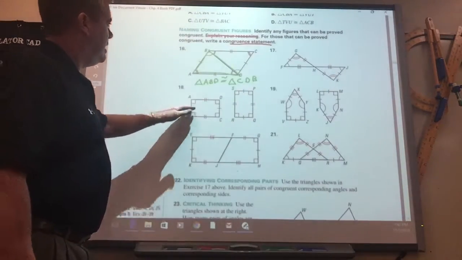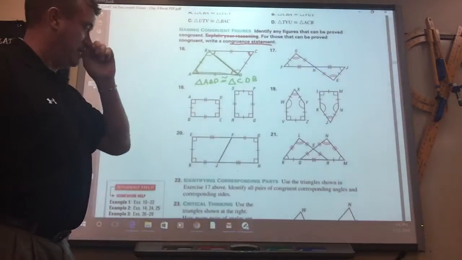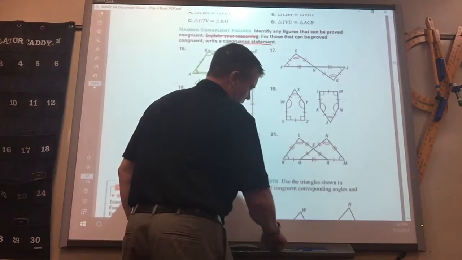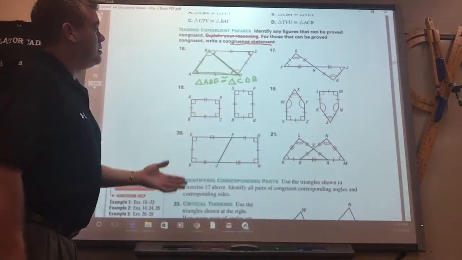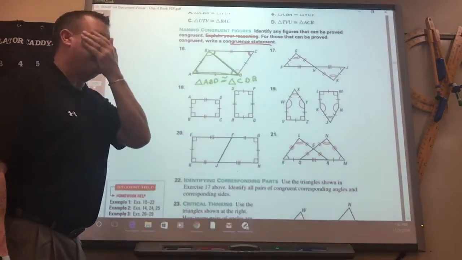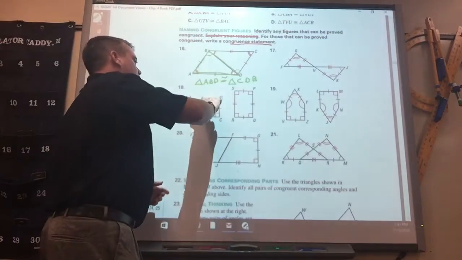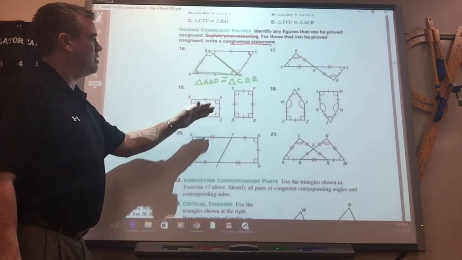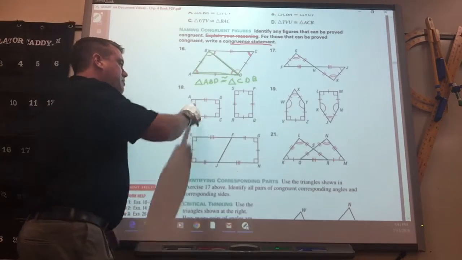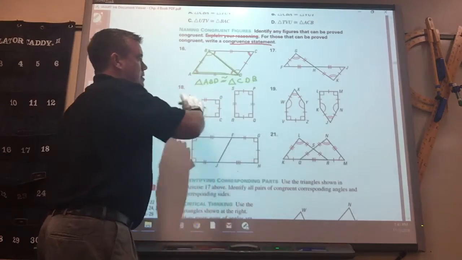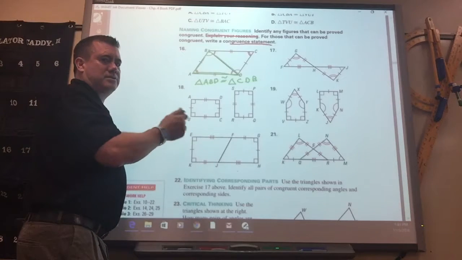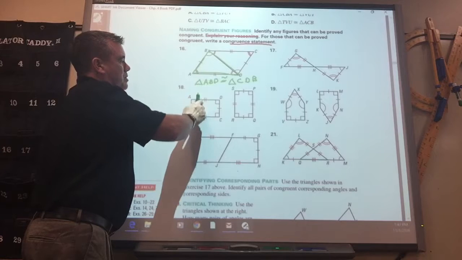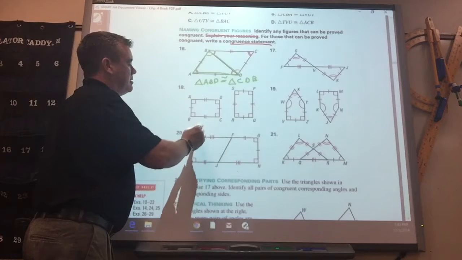Now, 18, 19, and 20 are not triangles. So, this one, you just look at the corresponding parts. These two sides equal these two, and these two equal these two. So all the corresponding parts are congruent, sides I mean. Every angle is 90, so all the corresponding angles are 90, equal. So when it's not a triangle, you just got to put the letters A, B, C, D.